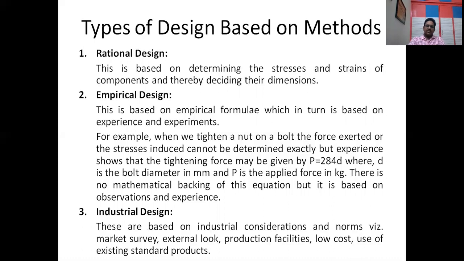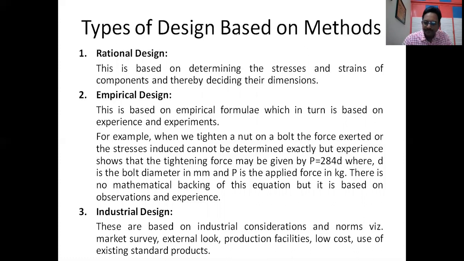Third one is called industrial design. These are based on industrial considerations and norms. For example, if we take a market survey and external look, production facilities, low cost, use of existing standard products, all these things come under industrial design. So these are the three types of design based on methods: rational, empirical, and industrial.